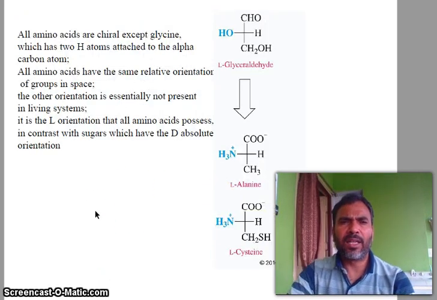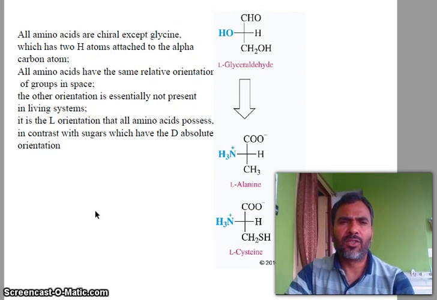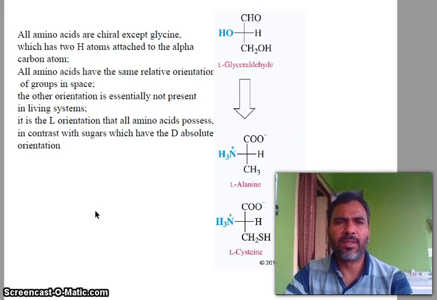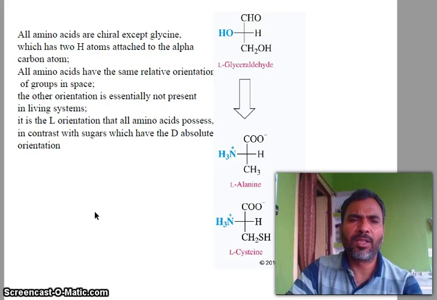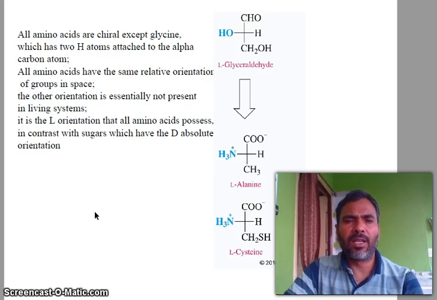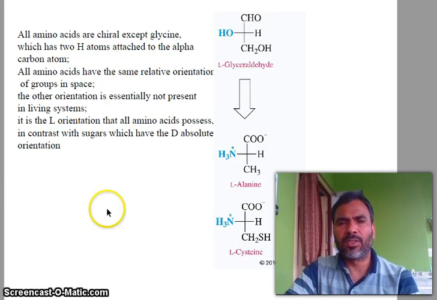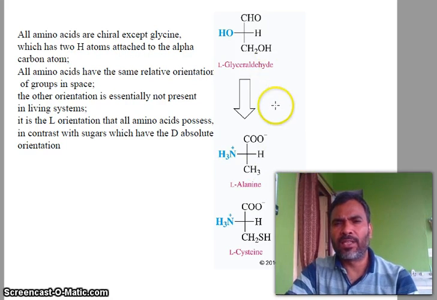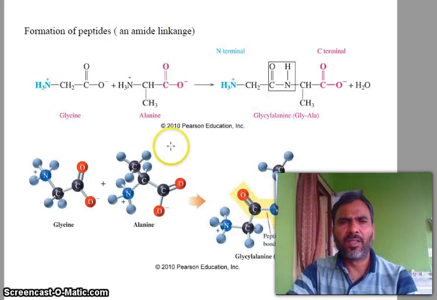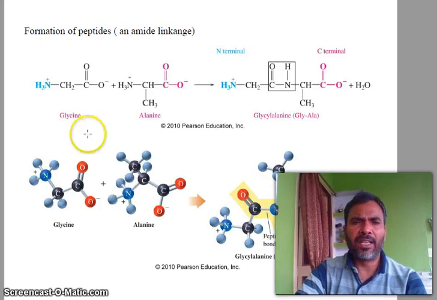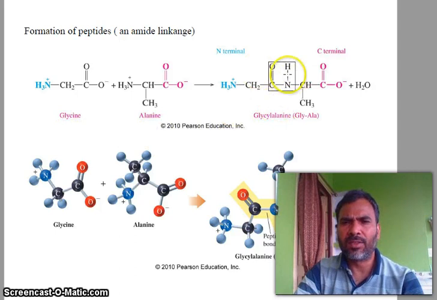All amino acids are chiral except glycine, which has two hydrogen atoms attached to the alpha carbon atom. All amino acids have the same relative orientation of groups in space. The other orientation is essentially not present in living systems. It is the L orientation that all amino acids possess, in contrast with sugars, which have the D absolute configuration. So D-glyceraldehyde, L-alanine, and L-lysine. Formation of peptide and amide linkage: glycine and alanine form this.